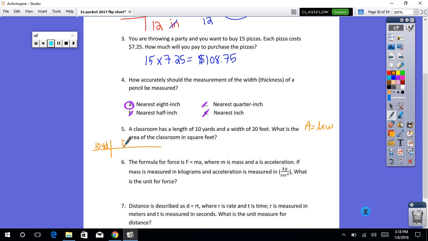Okay, 10 yards, and I'm trying to get to feet. Yards on the bottom so that they cancel out. The relationship between feet and yards is that there's 3 feet in every 1 yard. Across the top, 10 times 3 is 30, over 1, so I have 30 feet. Okay, so that is my new length, so now I can actually get the area. Okay, so I have 30 times 20, which is 600 square feet.